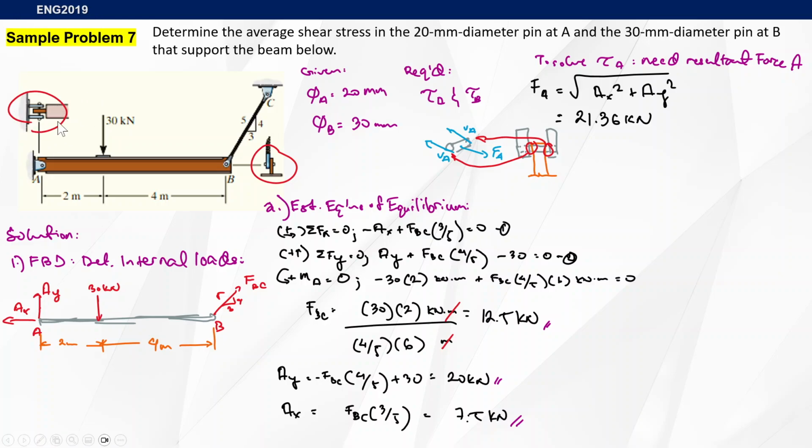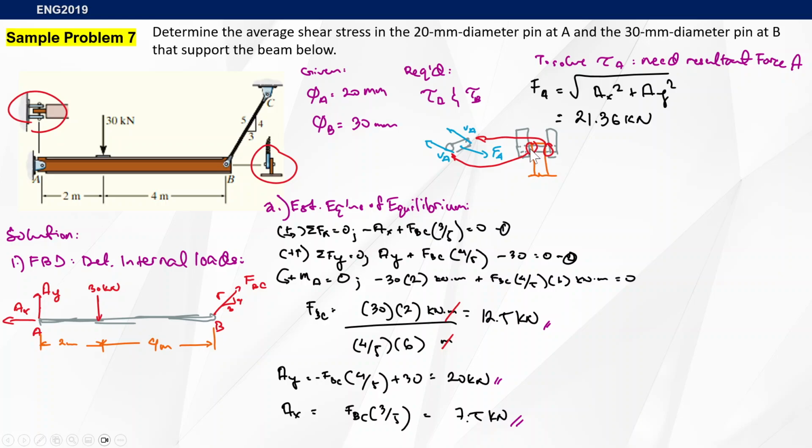Okay, we have to look at the pin again. So this is just the force FA here. To determine the shear force here, we have to look at the pin again and create this particular FBD. As you can see here, the area sheared is experiencing double shear. This is the applied load. This is the beam, and this is the area being sheared.